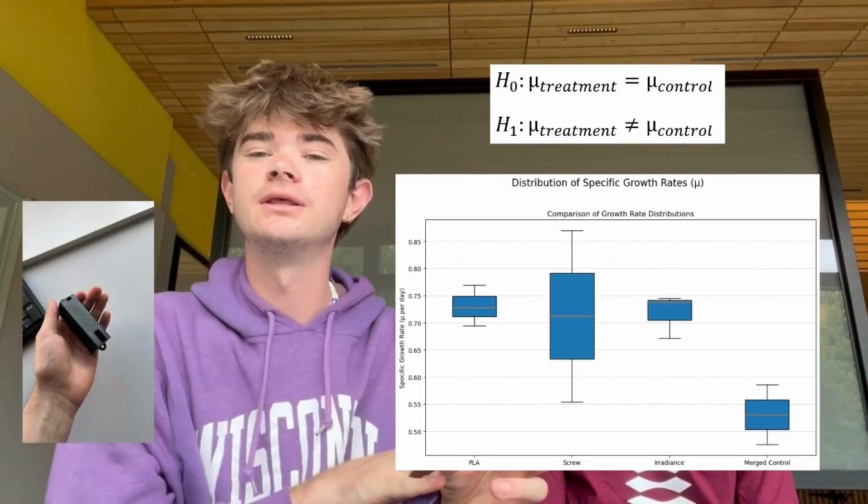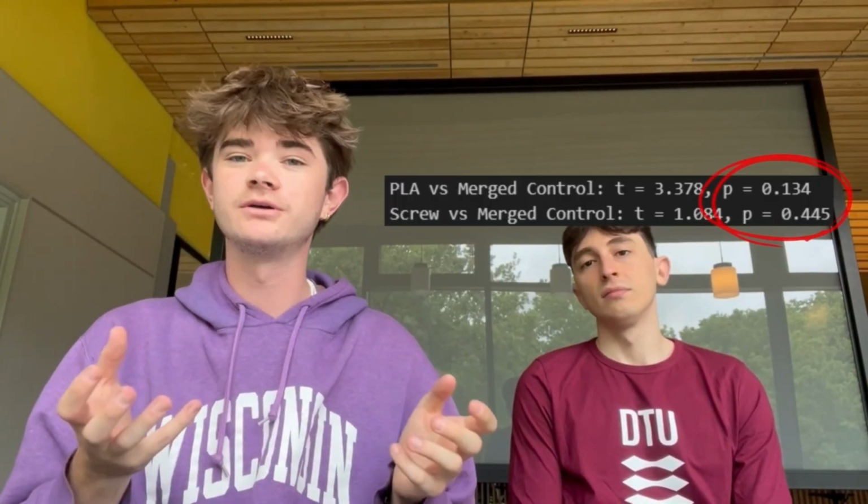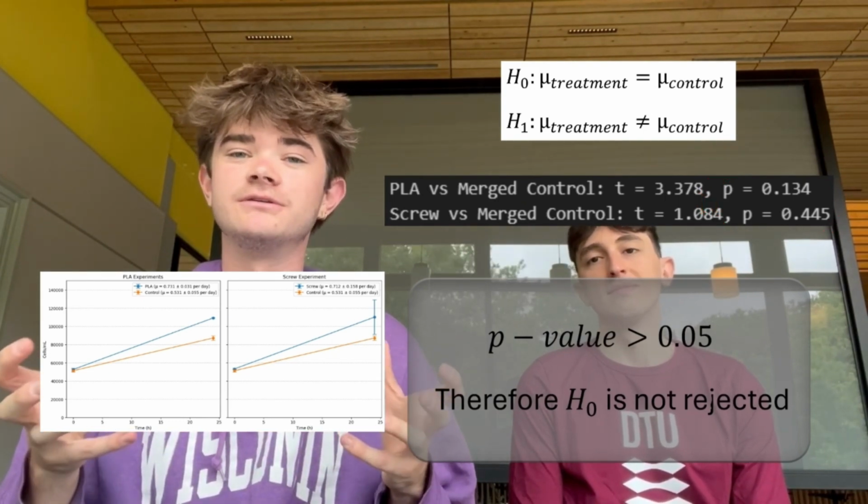Biological validation. The first experiment we ran was the biocompatibility test. We did so using the Welch's t-test to compare PLA growth, screw growth, and control growth. We noticed that the p-values are all above 0.05. Therefore, it shows no statistically significant difference in growth rate.